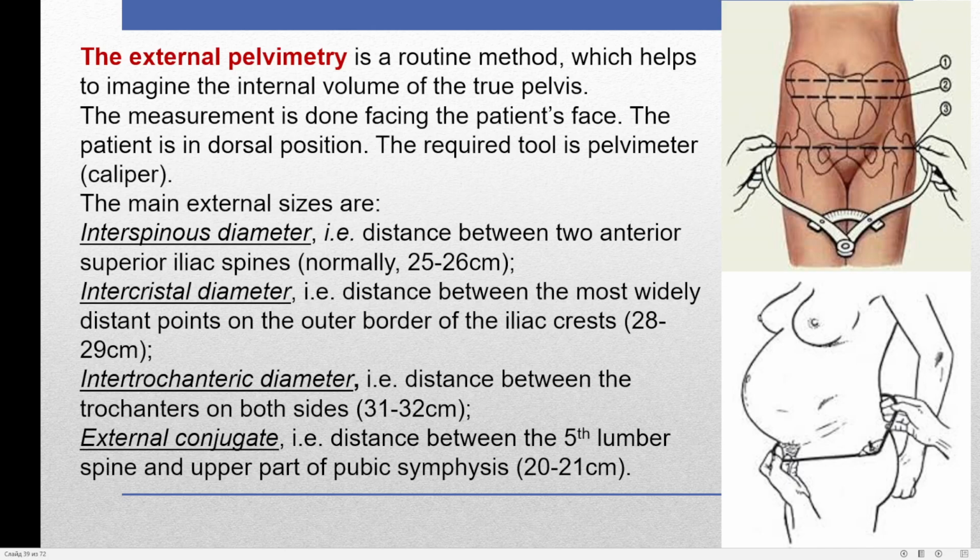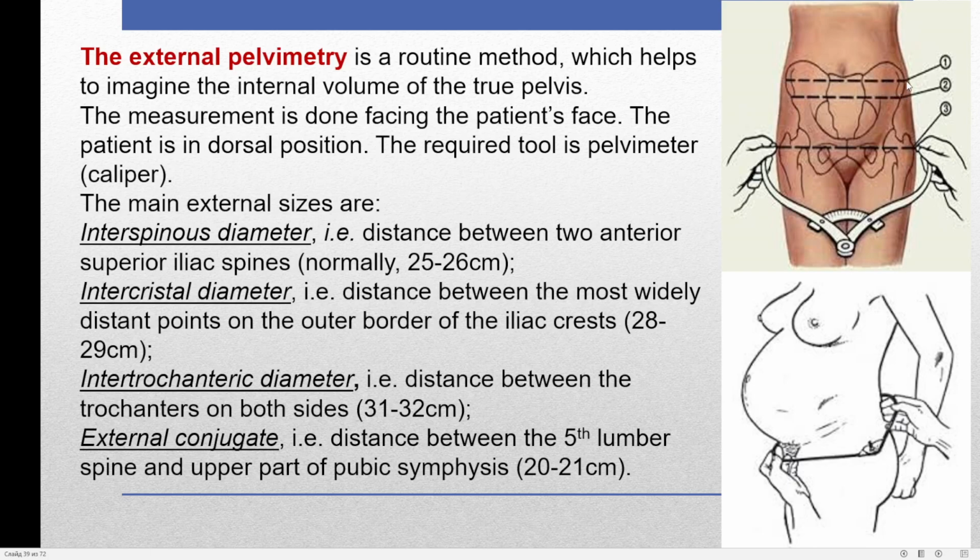The main external sizes, as you remember, are: distantia spinarum, the distance between two anterior superior iliac spines. Normal number is 25-26 centimeters. Distantia cristarum or intercristal diameter, the distance between the most widely distant points on the outer border of the iliac crests. Normal number of this diameter is 28-29 centimeters.